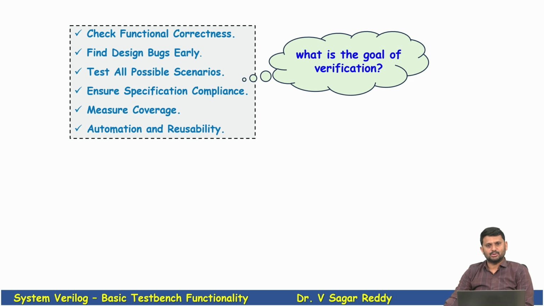And the last one, automation and reusability. Modern verification aims to make the test bench automated and reusable. Instead of writing manual test cases, we use randomization, classes, and reusable environments like UVM to save effort for future projects also. So verification gives us confidence that our design will work perfectly in real-time hardware.